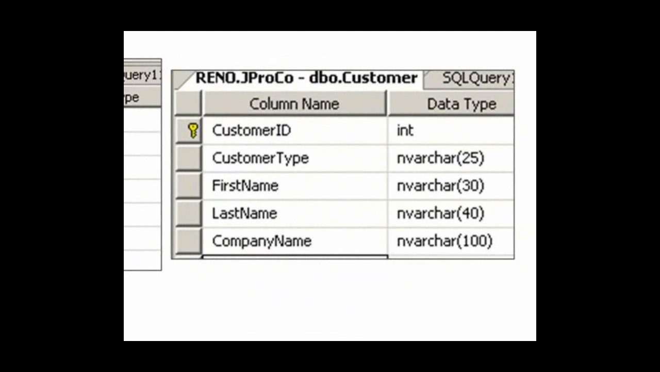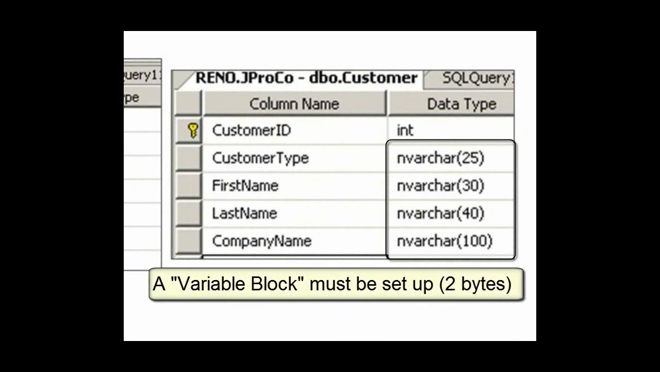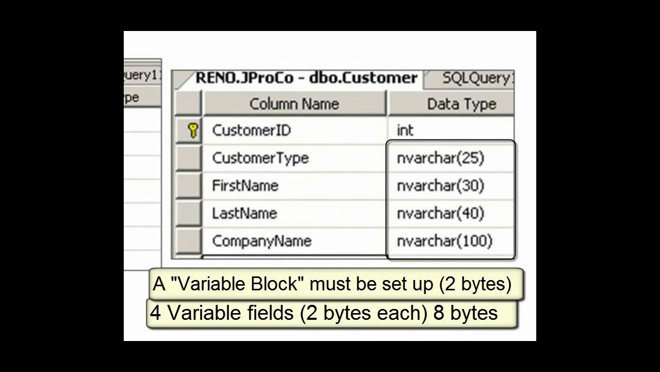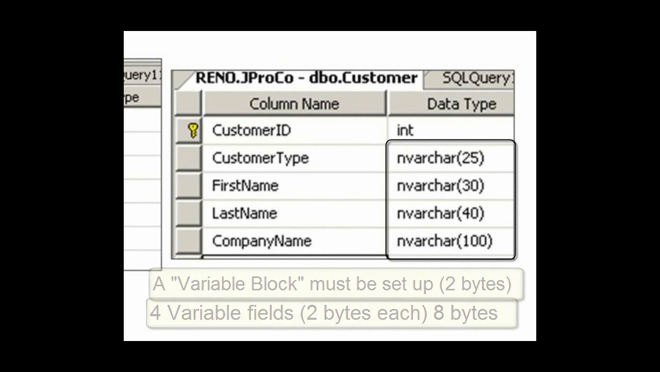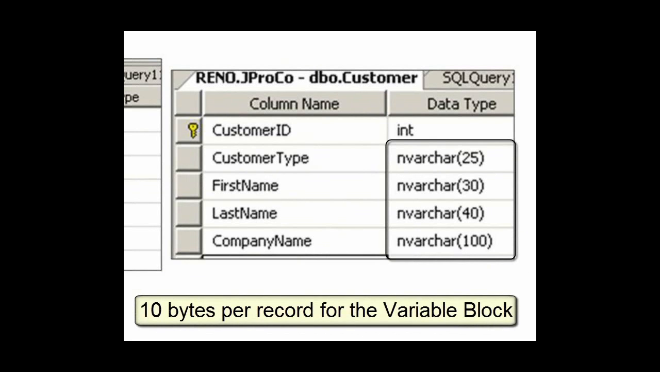Let's take a peek at the customer table's design. 5 fields total. Looks like 4 of the fields are variable length data types. So, we've got to set up a variable block. That costs you 2 bytes. Then, we have to spend 2 more bytes on every single piece of variable length data. We've got 4 of those fields. That's 8 more bytes. Therefore, on each record of the customer table, the variable block will take up a total of 10 bytes.